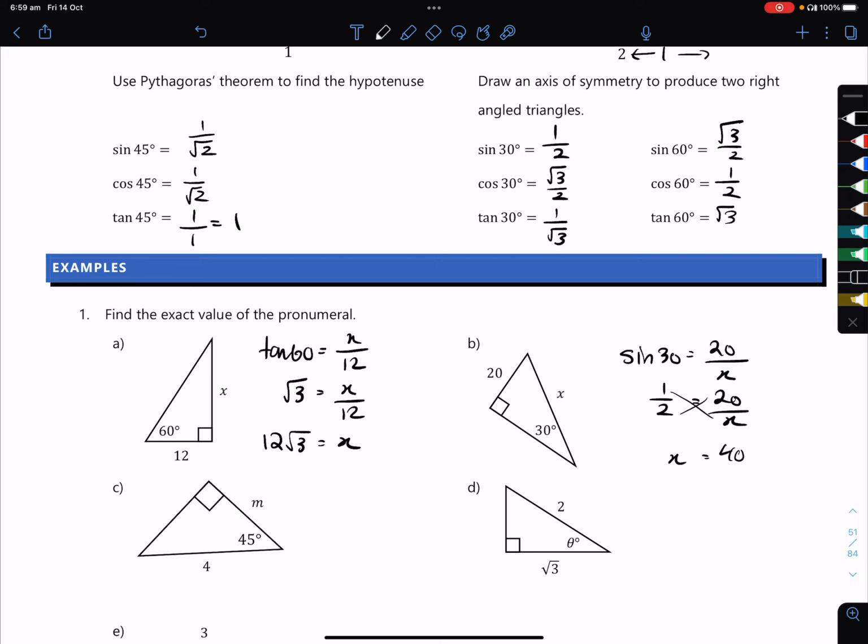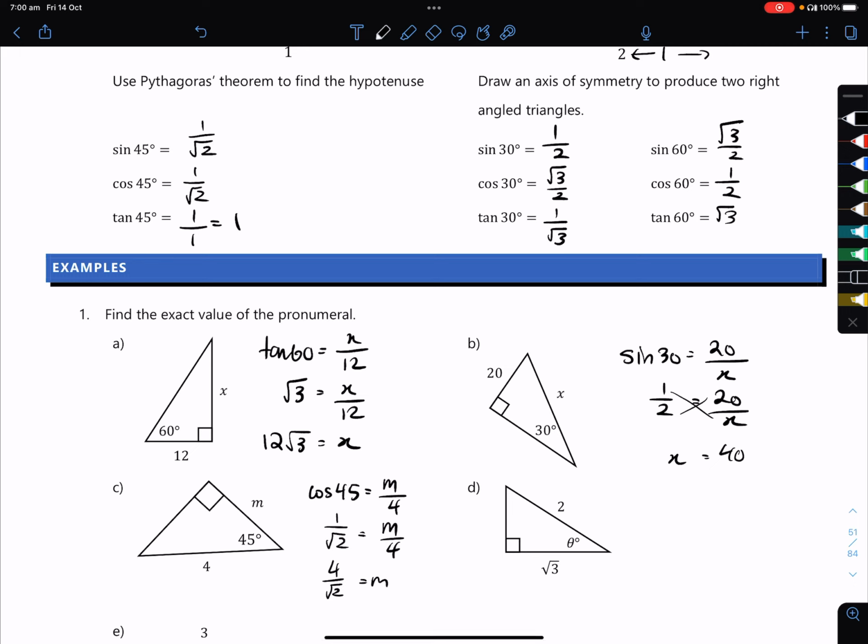Okay? C. You've got an angle here. Adjacent to that is m, and the hypotenuse is 4. Okay, so cosine of 45 is equal to m over 4. Cosine of 45 is 1 over root 2. So 1 over root 2 equals m over 4. And if we multiply 4 over, then you just get 4 over root 2 equals m.